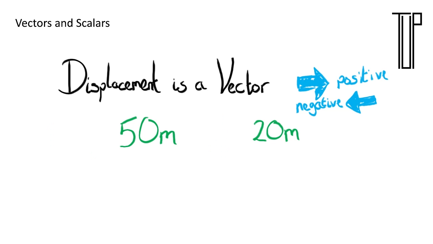In this example, we will set the right direction to be the positive and the left direction to be the negative. We could have set it to be the opposite, with the left being positive. This is perfectly fine so long as you keep it that way throughout. So we now have 50 meters minus 20 meters, as it's in the opposite direction, is equal to 30 meters.